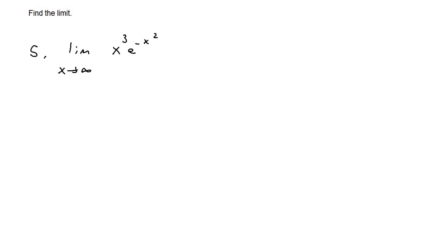Now for number 5, we have the limit as x approaches infinity of x cubed times e to the negative x squared. So very first thing, once again, direct substitution. If I plug in infinity for x, infinity cubed is infinity, and then we have times e to the negative infinity squared. So infinity squared is still infinity, negative 1 times infinity is negative infinity, so we have e to the negative infinity.